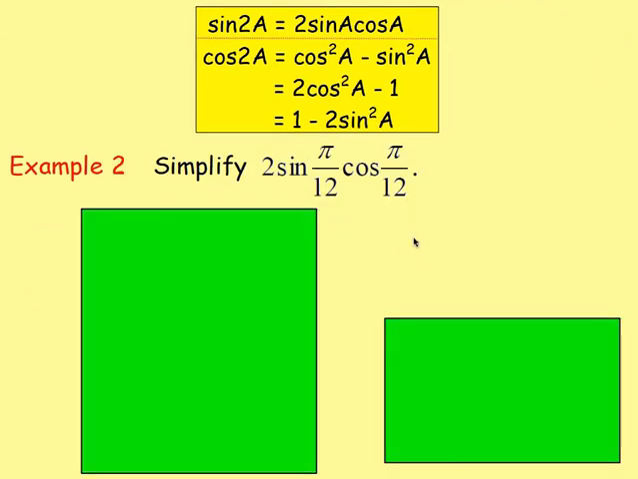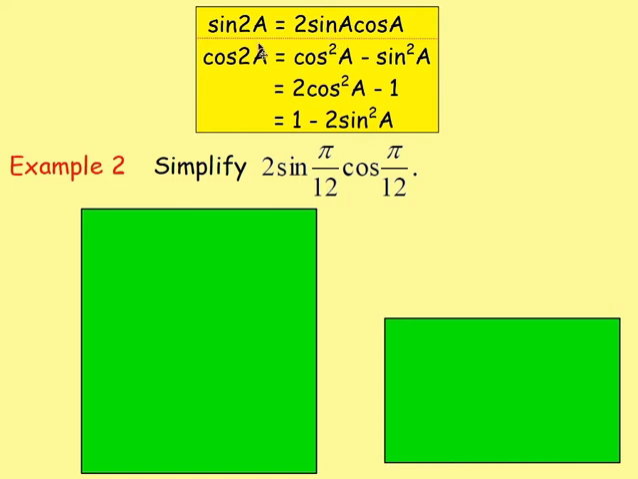Example 2. Simplify 2 sin pi over 12 cos pi over 12. So Hannah, how would you do this? Brilliant, you just want to use the formula at the top, so you want to look at the right hand side, which one is this very similar to? Well, you'll notice that if you have 2 sin something, cos something, well, that's very similar to this top line here. 2 sin something, cos something. Instead of A, we have pi over 12.